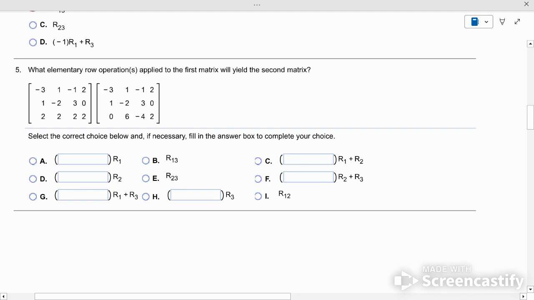What do we do to the first one to get to the second one? Are there any changes in rows 1 or 2? No, there are no changes in rows 1 and 2. Okay, they're exactly the same. Now, on the third one, okay, we have a 0 where 2 was. Okay, we have a 6 where a 2 was. We have a 2 of -4 where a 2 was, and a 2 where a 2 was. Okay, so we can't just multiply this row by something to get that. It has to be something with the other rows.